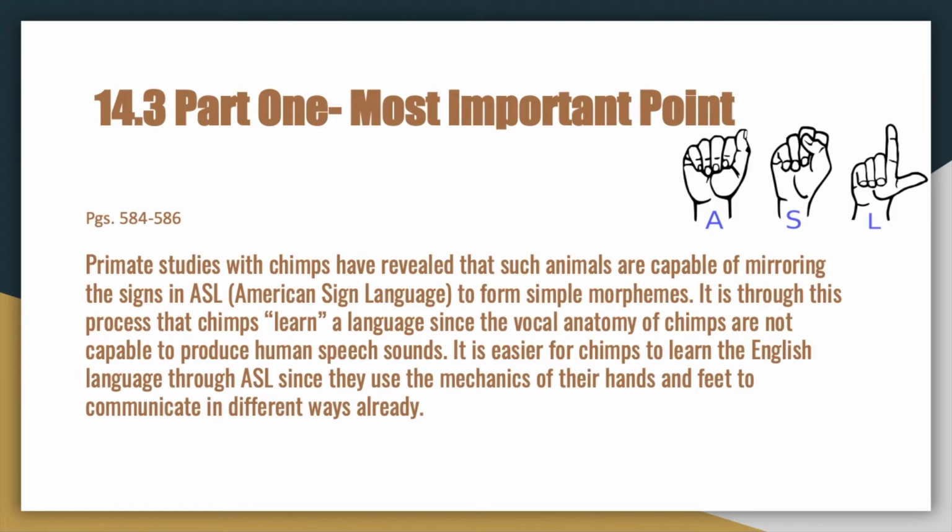Primate studies with chimps have revealed that such animals are capable of mirroring the signs in ASL, which is American Sign Language, to form simple morphemes. It is through this process that chimps learn a language, since the vocal anatomy of chimps is not capable of producing human speech sounds. It is easier for chimps to learn the English language through ASL, since they already use the mechanics of their hands and feet to communicate in different ways.